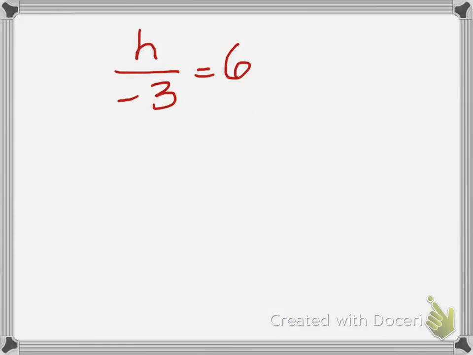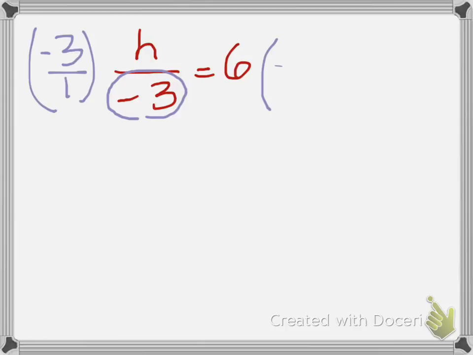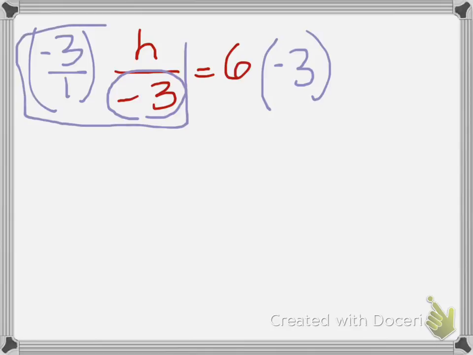Let's look at how it works with division by a negative 3. Now we're dividing by negative 3, so we are going to multiply by negative 3. You want to use the same number. That way when you combine them, negative 3 over 1 times h divided by negative 3, this piece, negative 3 divided by negative 3, negative divided by negative, we still get positive 1, or positive h times 1. 6 times negative 3, that's negative 18.